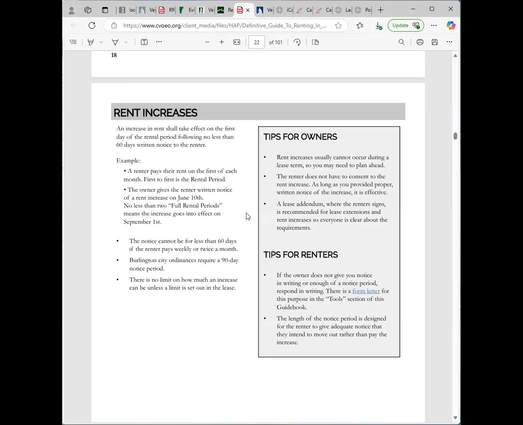So unless your lease limits how much you can increase the rent, which is not normally something that you put in there, but it can be put in there. That's not something I would normally include. Okay, so there is a form letter as well.